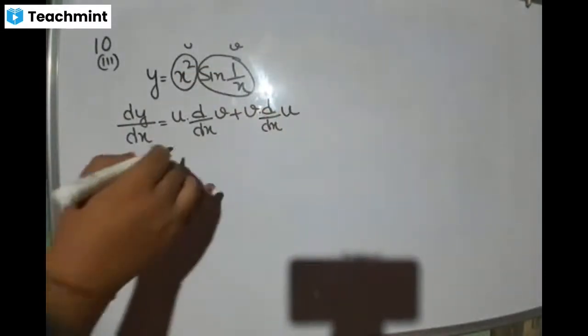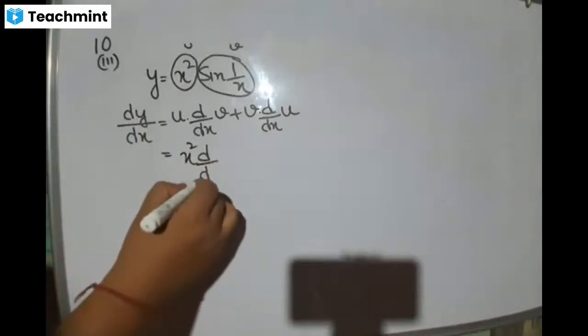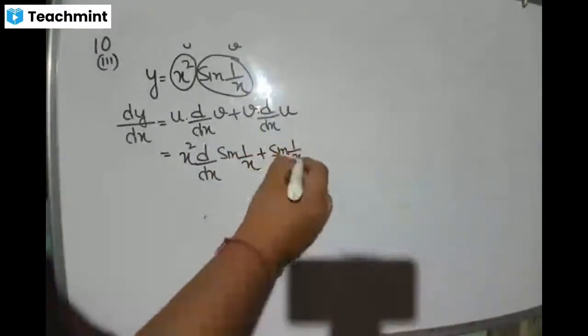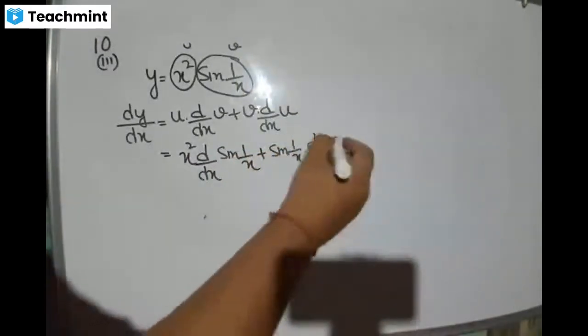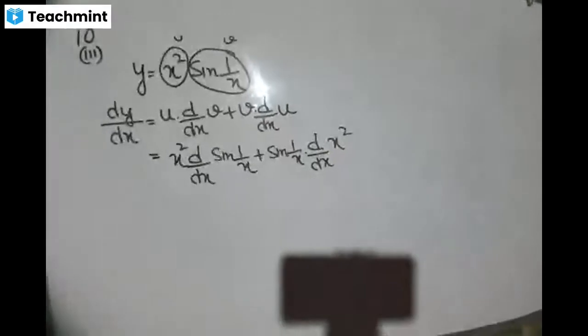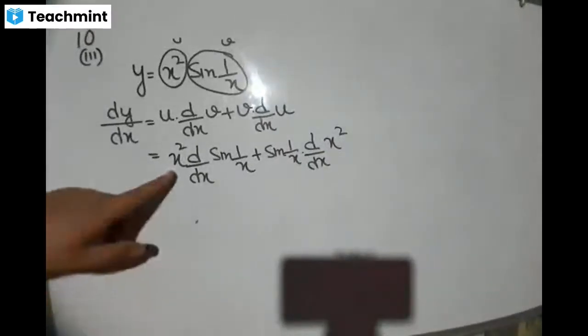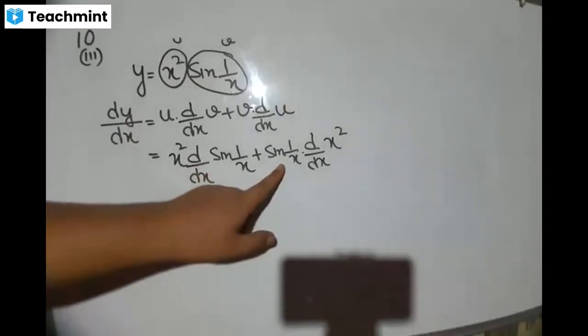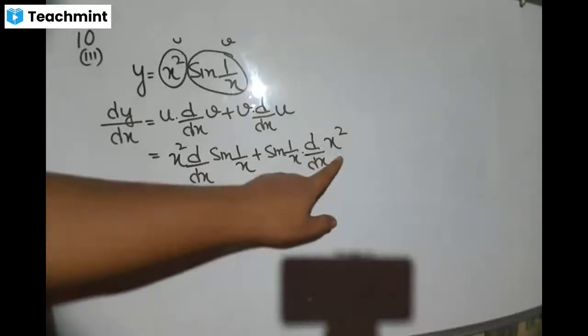What is u? u is x square, d by dx of v, that is sine 1 by x, plus sine 1 by x as it is, into d by dx of u, that is x square. See properly, because some of the students tend to get confused here. There is nothing to get confused about. As you can see properly, one term has been kept constant, differentiate the second. Now the second term has been kept constant, and you differentiate the first term.